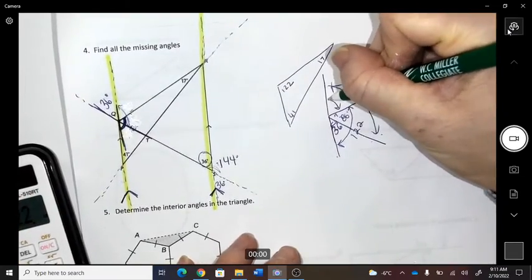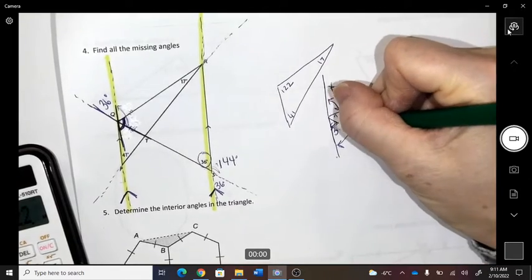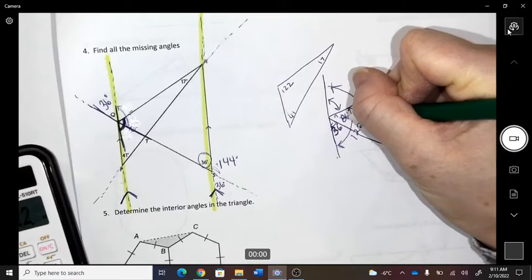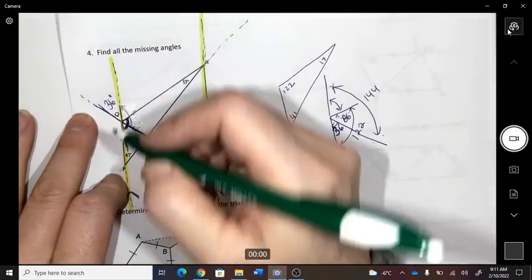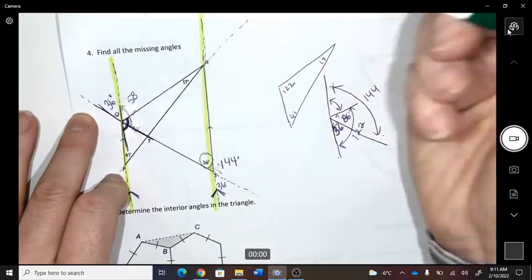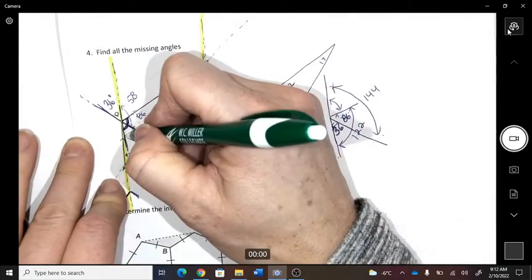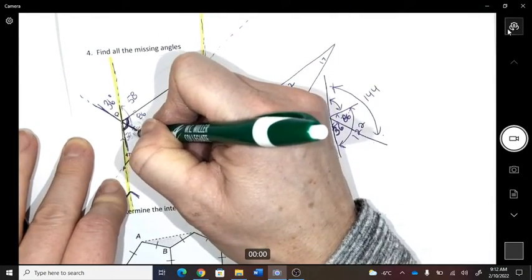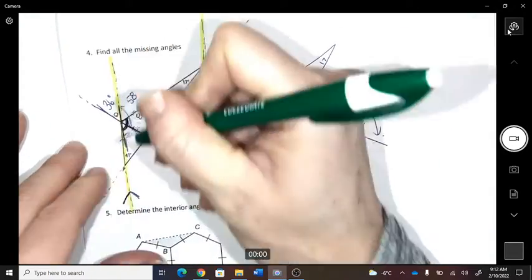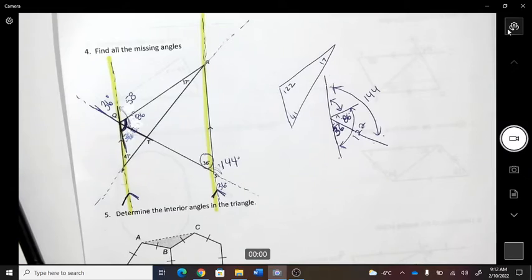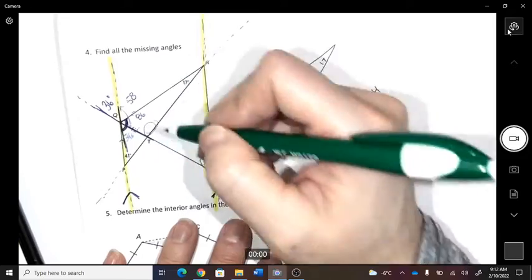Can you get me this third section? So 36, 86, and 58. Okay, what else could we do here? Let's get this angle.